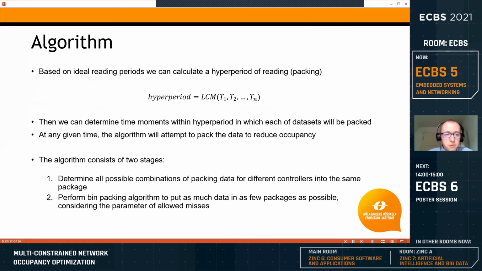Regarding our algorithm, in one FCI, based on the ideal reading periods of all data sets, we can calculate a hyperperiod for that FCI. And in that hyperperiod, we can determine all time moments in which the packing will be done.